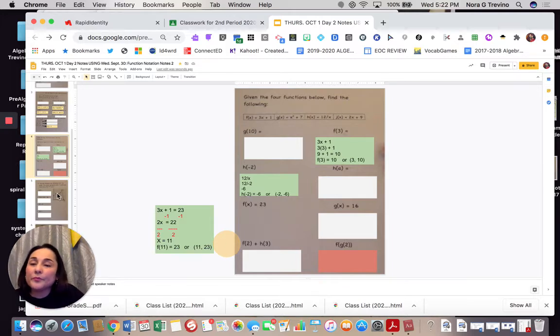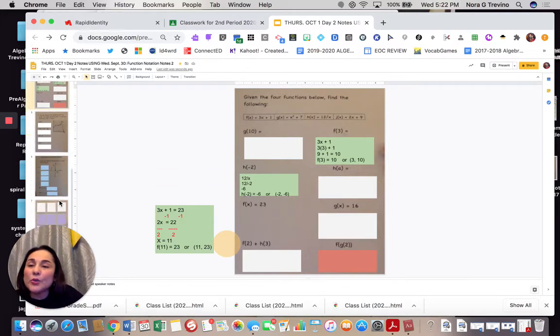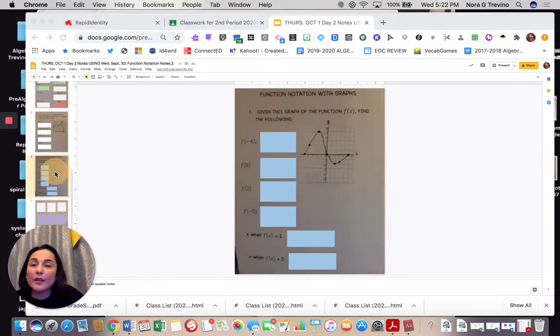Okay. Let's skip to slide number 6. We did slide number 5 yesterday. So here we go. And now I have a graph. These are the easy ones too, like tables. The answers are just going to be there. We just have to go look for them on the graph.